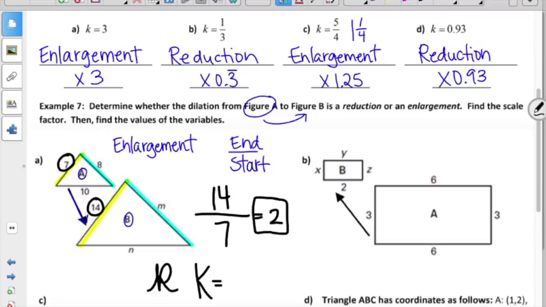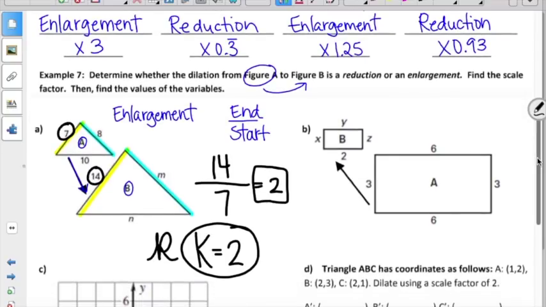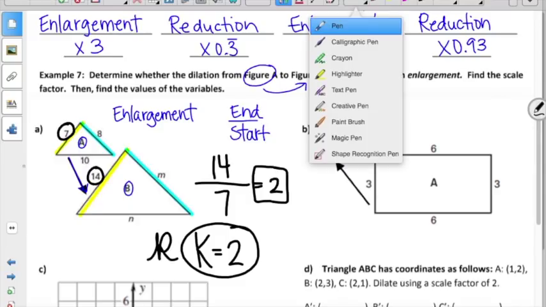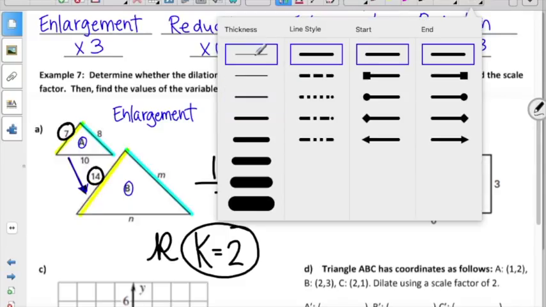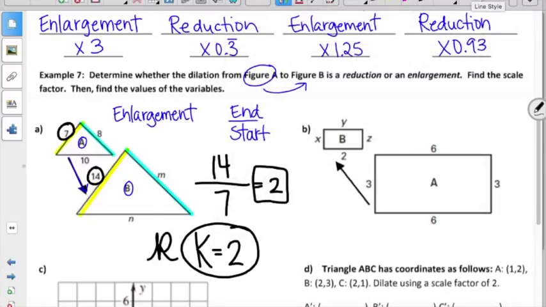So if we look at the top, we have 6 and Y. Those both don't have numbers, so we can't use those corresponding sides. If we look at the left side of our rectangles, we have an X and a 3. That's not going to help us either. Let's look at the bottom of our rectangles. We have a 6 and a 2. That will work because they're both numbers.